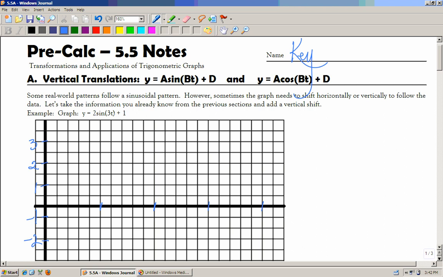Okay, today we're going to talk about 5.5 translations of graphs. We're going to start with vertical translations of the sine and the cosine function. Here's an example of y equals 2 sine 3t plus 1.